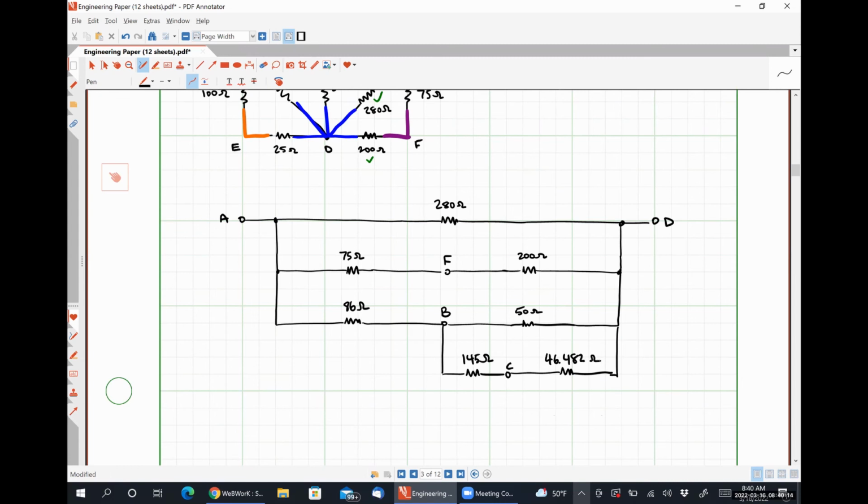Obviously now the 145 ohm resistor is in series with that. So I can replace my resistance between B and D with a 191.482. This is obviously in parallel with the 50 ohm resistor, which looks like 39.647.